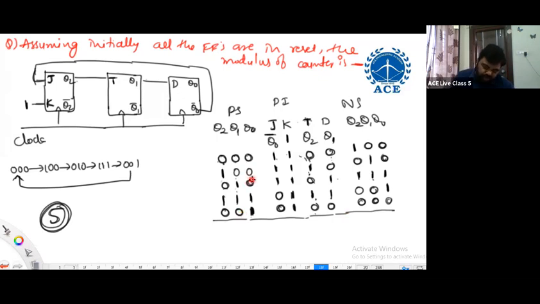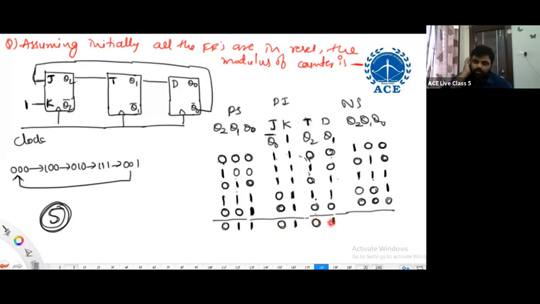So what are the unused states? First one, 0 is there, 1 is there, 2 is there. 0, 1, 1, which is 3, is unused. What happens? Let us see. 0, 1, 1 is unused. Then what happens? Q naught bar, 1 bar is 0, K is 1. Q2 is 0, Q1 is 1.